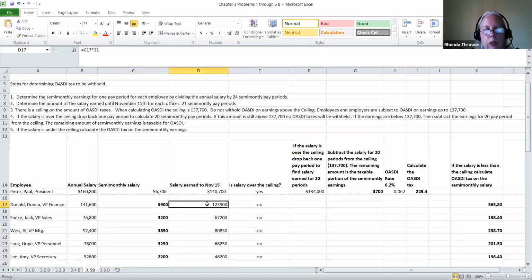The salary earned to November the 15th is 5,900 times 21 pay periods. It's 123,900. Is this salary over the ceiling? The answer to that is no. And so the entire 5,900 is going to be subject to the earnings for OASDI, the Social Security portion.